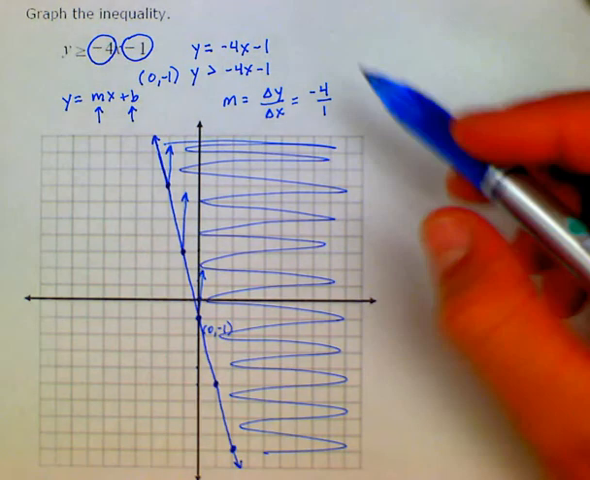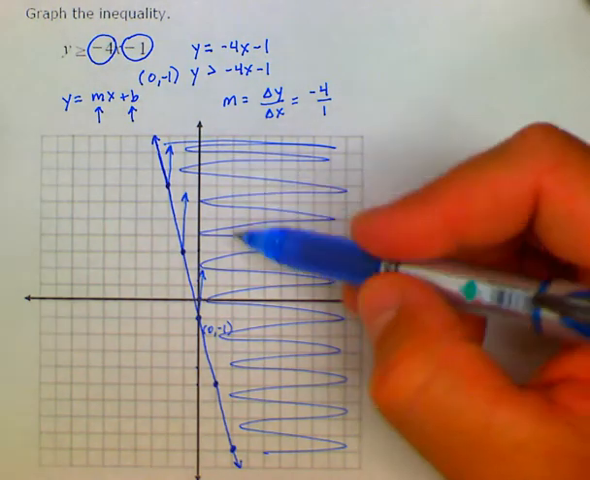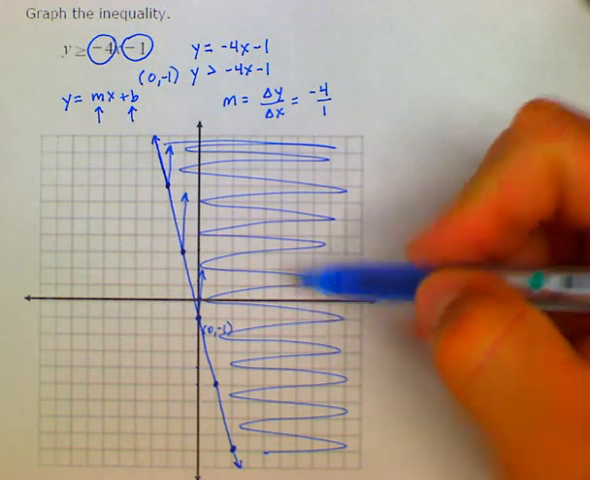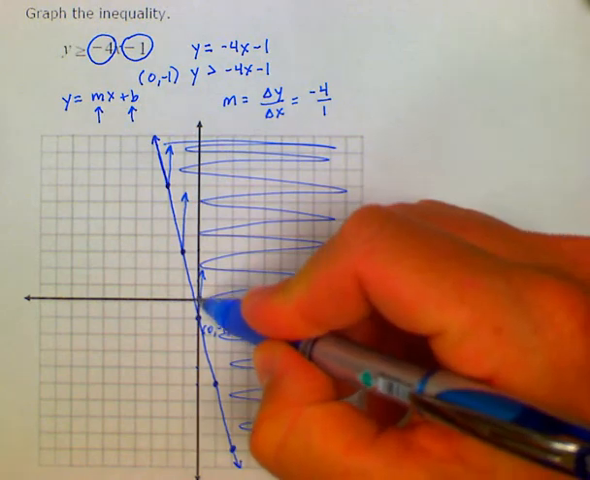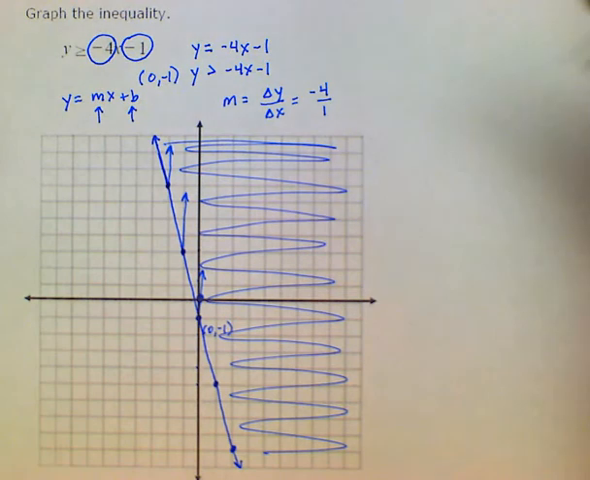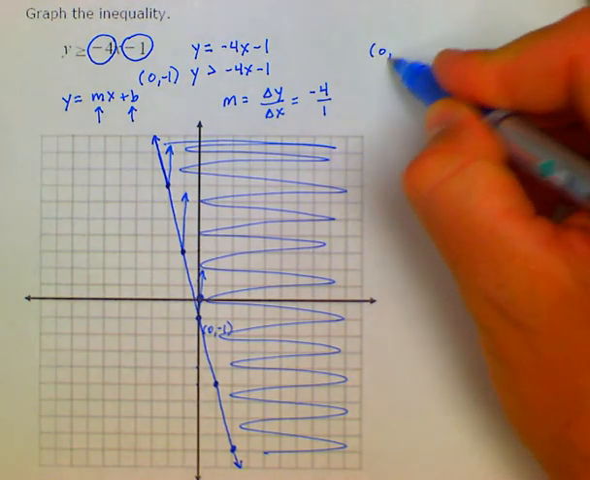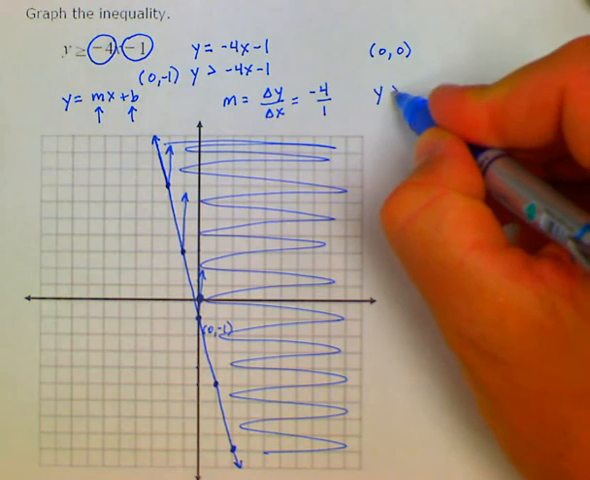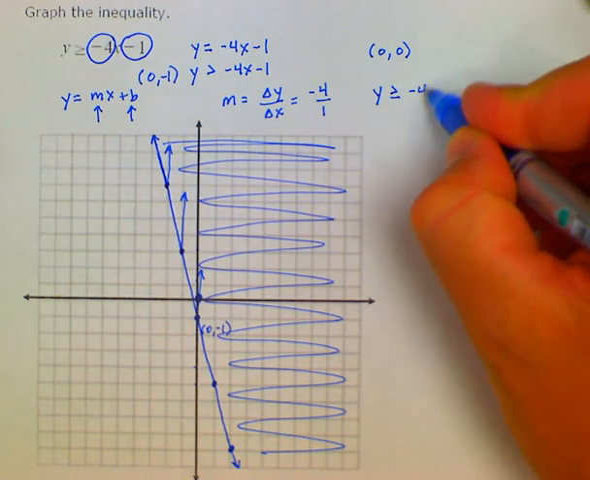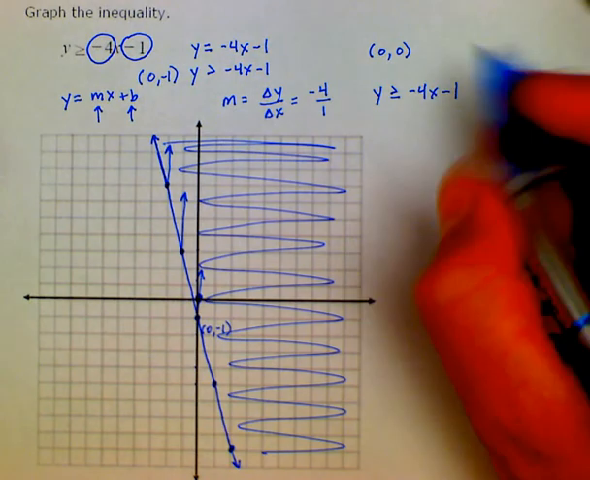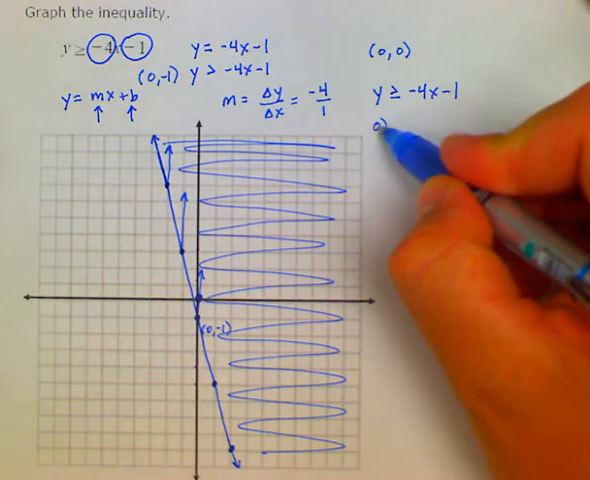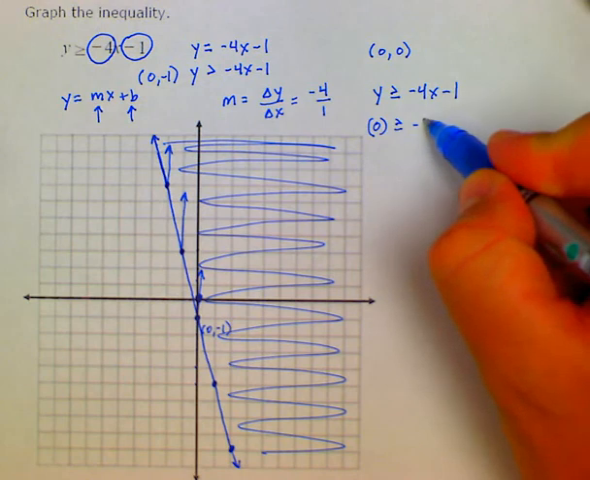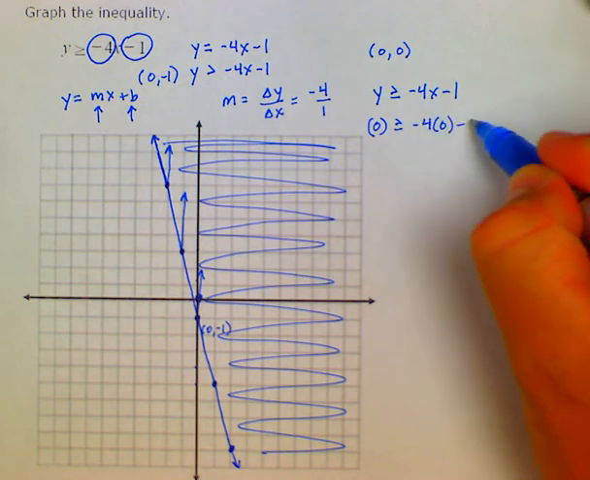And to check our solution, we can use a point inside the shaded region to check to see if that's true. The easiest one would be the origin that is included in the shaded region. So the point (0, 0). We can plug back into y is greater than negative 4x minus 1. And we would plug in 0 for y and 0 for x and solve.